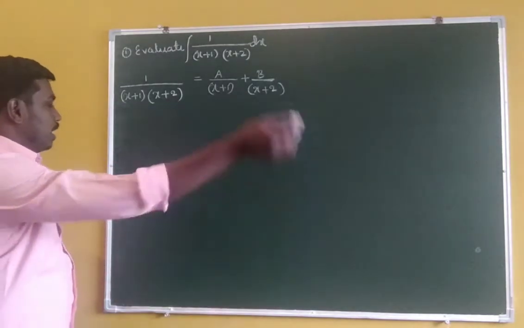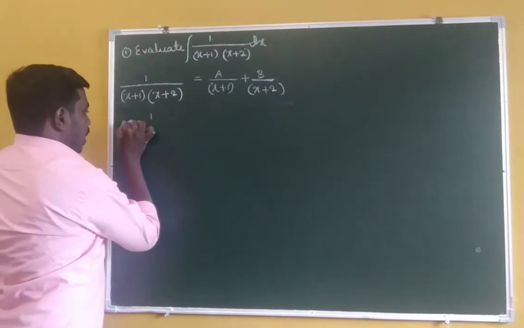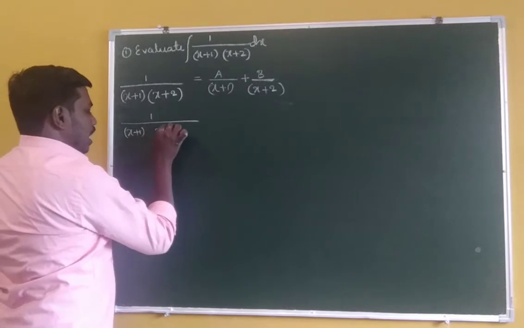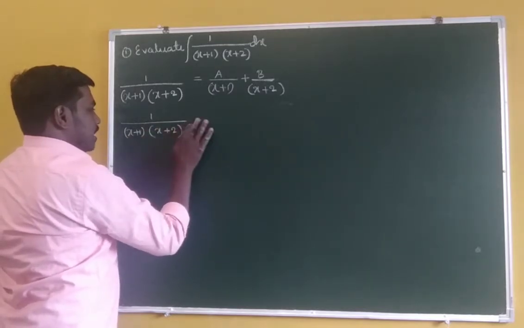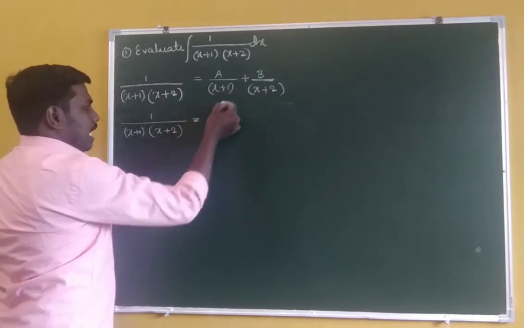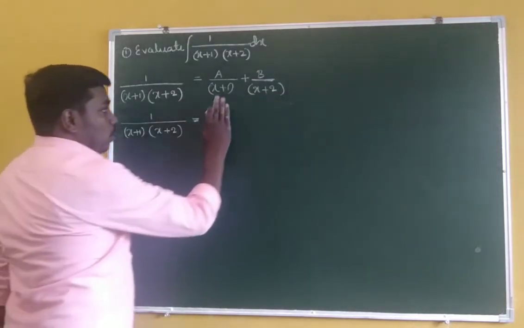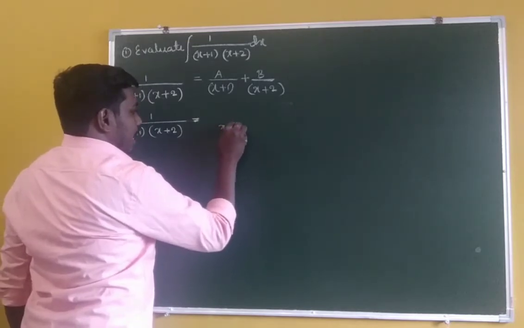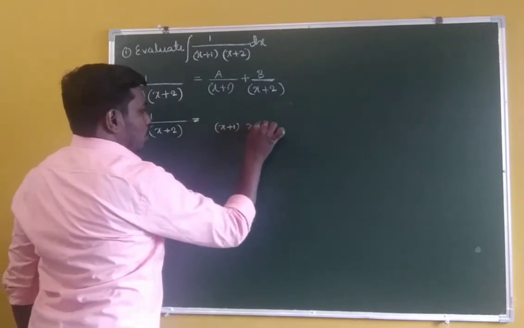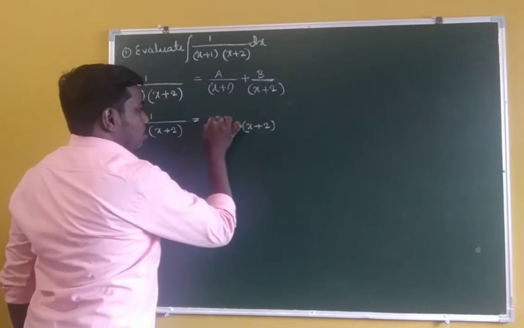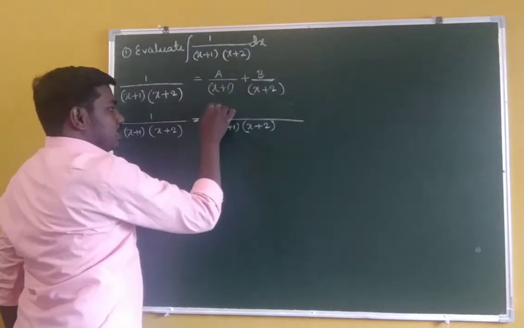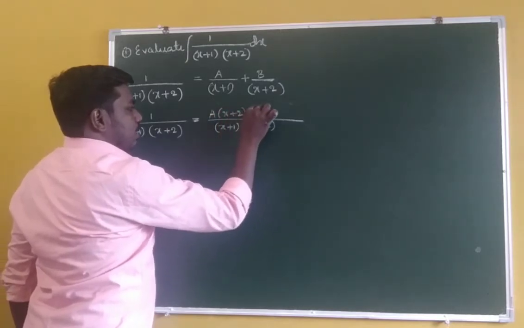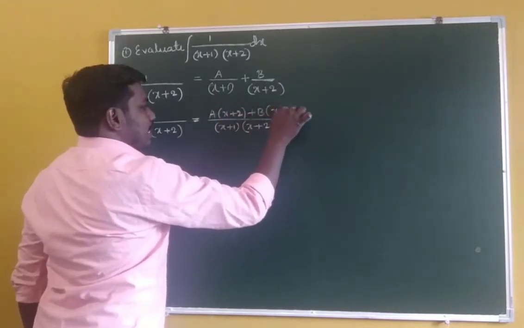Okay. So, the left hand side remains as it is: 1 over x plus 1 into x plus 2. Take the LCM on the right hand side. What is the LCM of x plus 1 and x plus 2? It is x plus 1 into x plus 2. So, A into x plus 2 plus B into x plus 1.